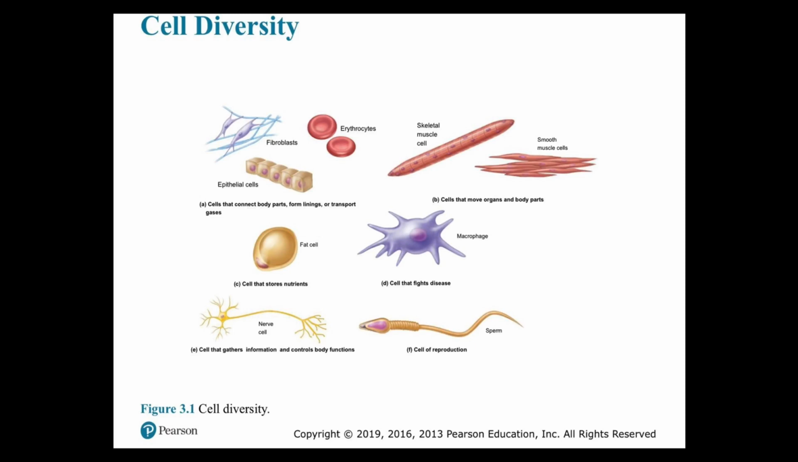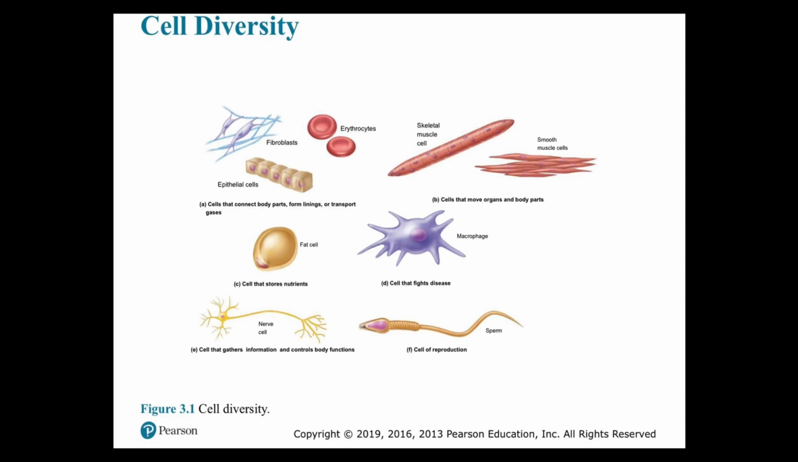So in A, we see cells that connect body parts like the fibroblast cells. Epithelial cells will form linings all over our body. And the erythrocytes, also known as red blood cells, transport gases, oxygen and CO2. Then cells that move organs and body parts like skeletal muscle cell and smooth muscle cell. They have this long shape. In C, we see a cell that stores nutrients, an adipose cell or a fat cell.